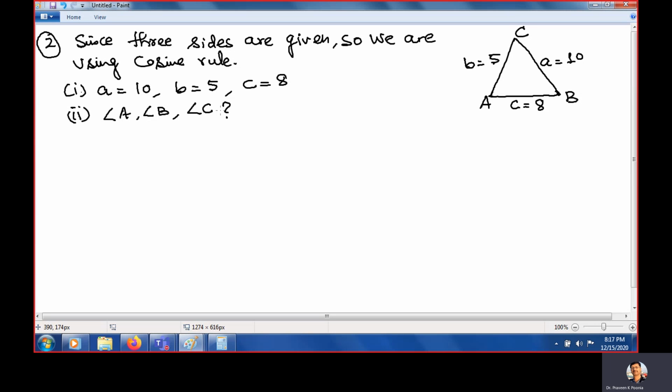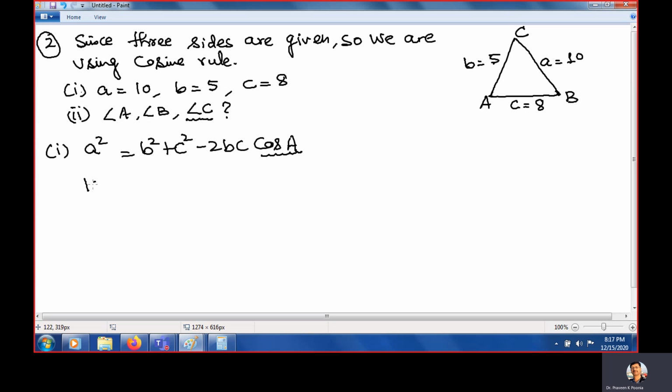So we will use the same law two times and then we will use the third. For the third angle, we will use the property: the sum of three angles is 180 degrees. So we are taking first A square equals B square plus C square minus twice BC cosine of A. Since A, B, C are given, we will be able to find the value of cosine A.